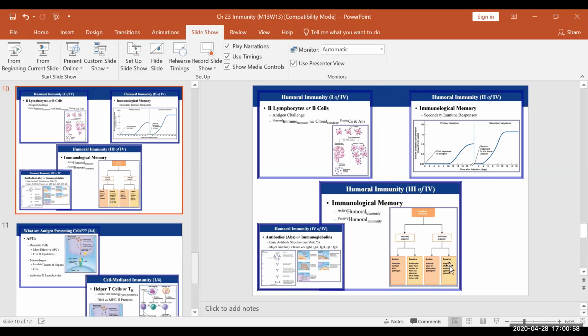Artificially acquired, you can also have passive, meaning you can give your patient antibodies, and that's without exposure, so there's no memory component here. So passive means no exposure to antigens, so no memory, whereas active, both of them are exposed to the antigen, so we have a memory component.